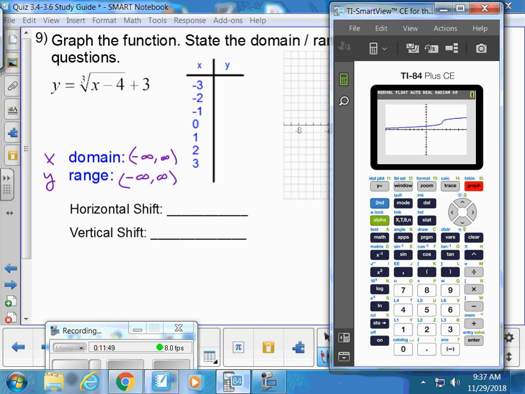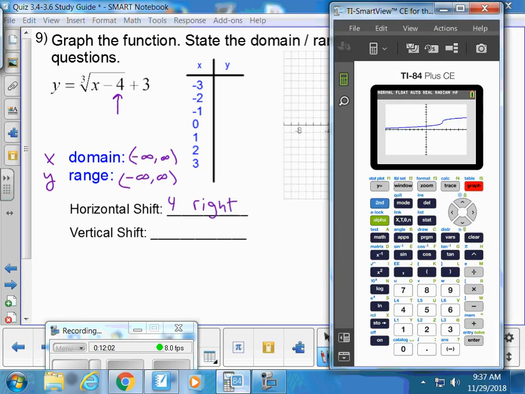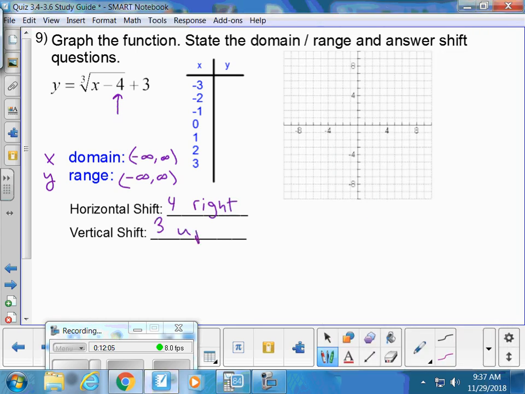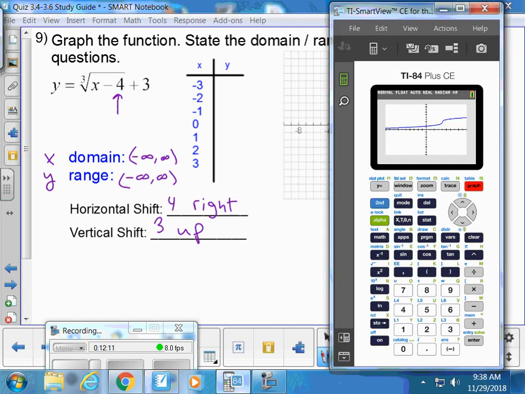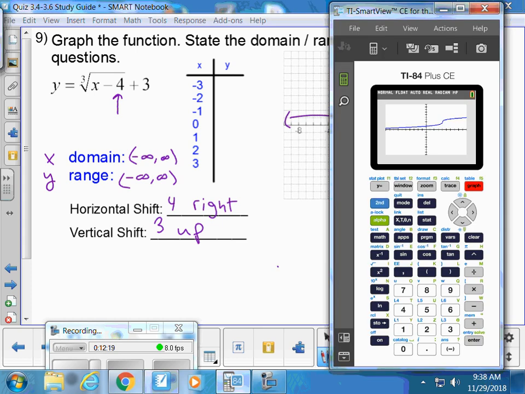Other than that, let's look at our horizontal shift. Your horizontal shift is coming from the number under the radical, and the radical kind of makes it behave oppositely. So this is actually a 4-unit shift to the right, and then a 3-unit shift up. So it's kind of like you go to 4, 3 to make the center point of the snake. Just trying to make my graph accurate where it crosses. How's that look? Pretty good.